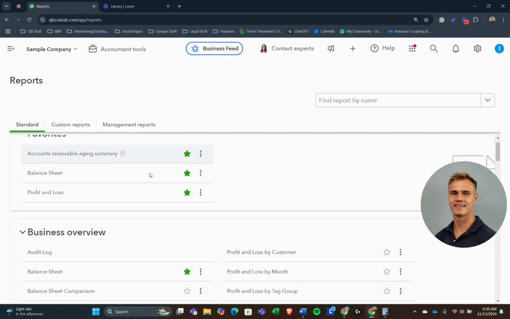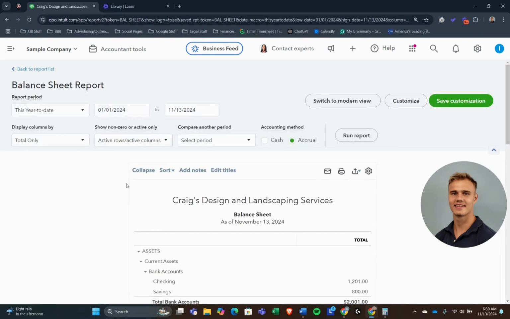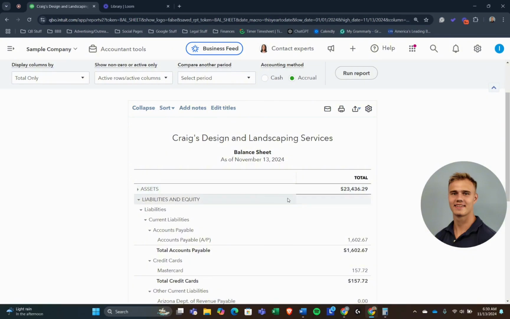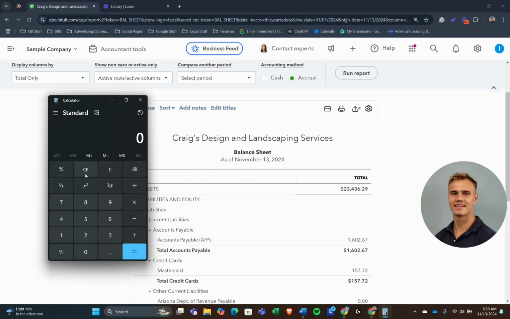And then if we go to our balance sheet, we want to look at our total assets, which we saw previously was 23,436. So let's just pull that up on our calculator. I'm going to just type in 10,200 divided by 23,436. Okay. And that gives us a ratio of 0.43.